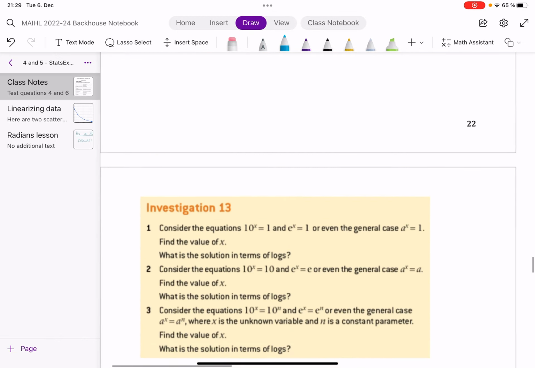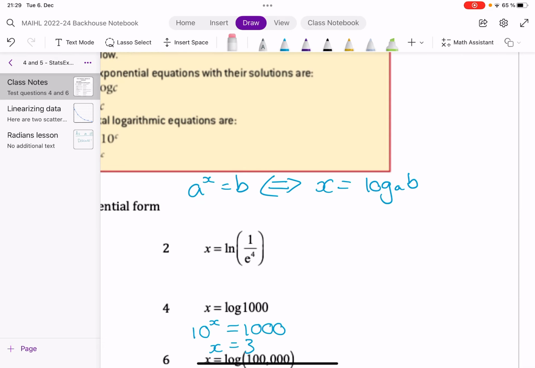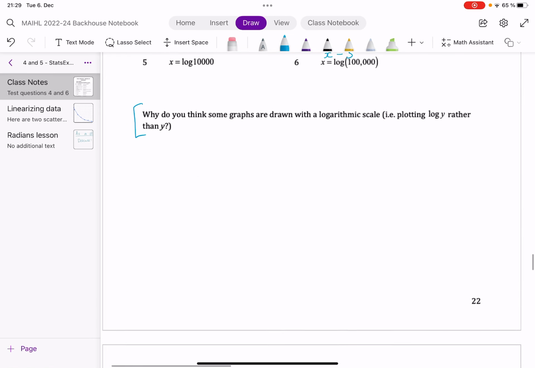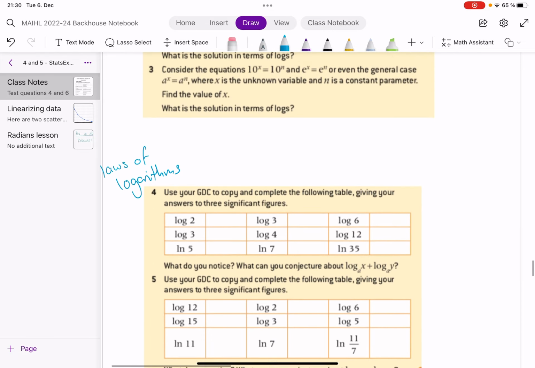So the key idea then is being able to move between these two different forms. We've got a way of writing an exponential equation and a logarithmic equation, and there is an equivalency between them. We can move either way from exponential to logarithmic or vice versa. We have two bases that we deal with, base 10 and base e, and there are some laws of logs that will come up on the next pages.